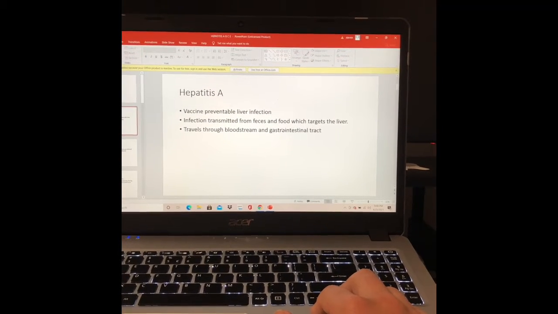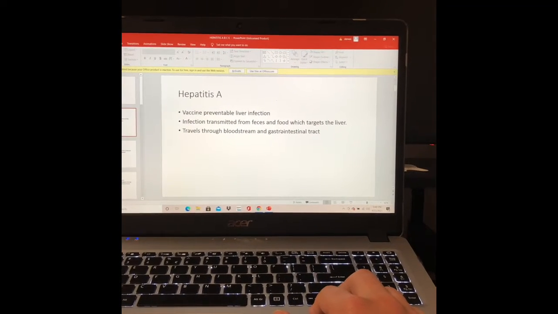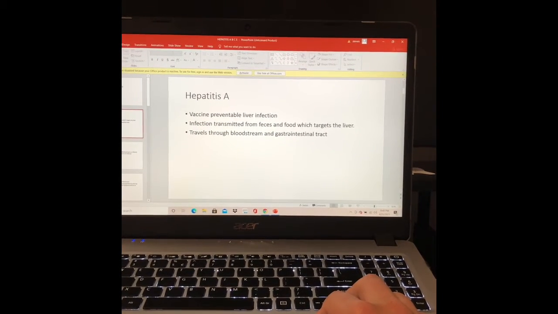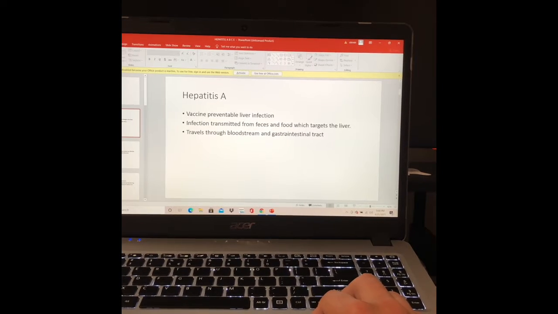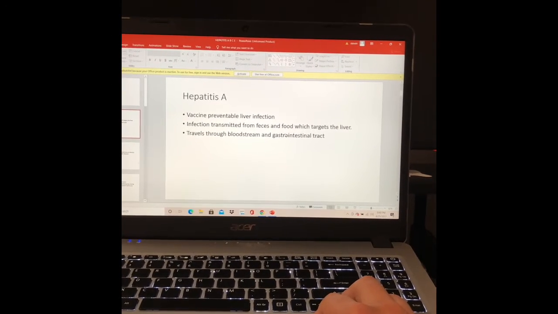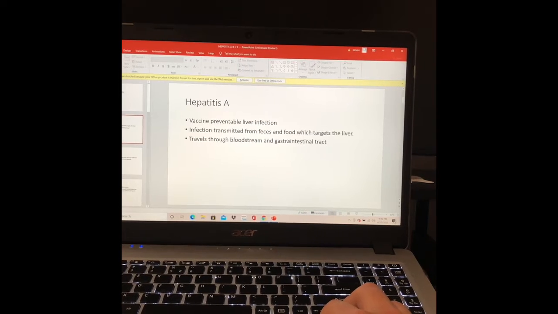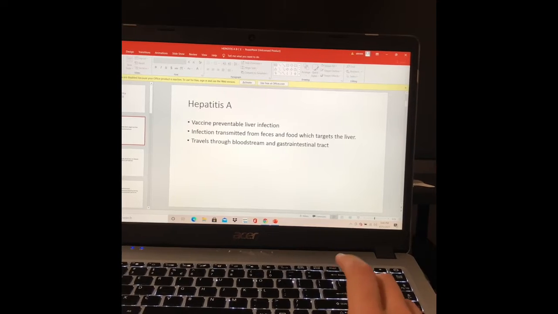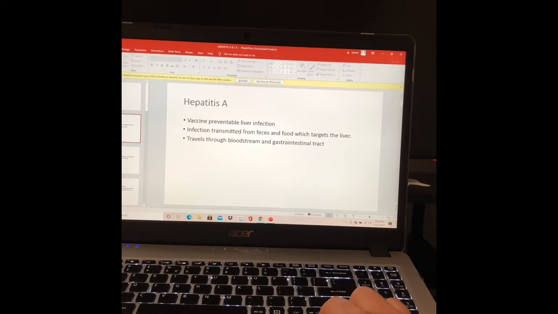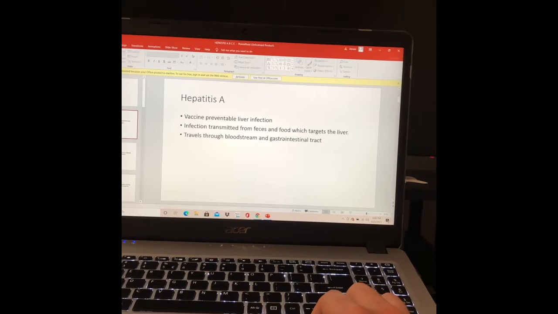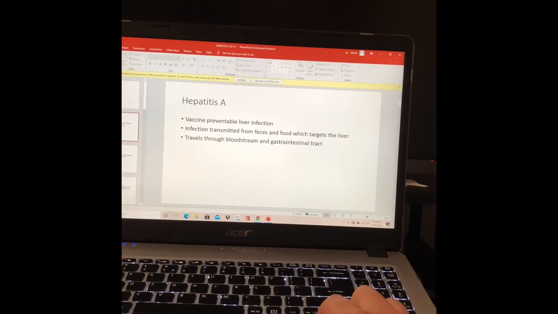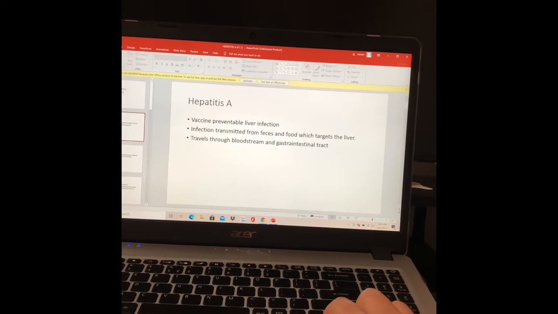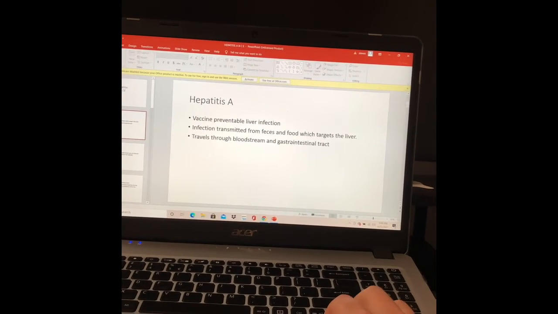Here we're going to start with hepatitis A. It is a vaccine preventable liver infection. It is usually transmitted from feces and food, which targets the liver. It travels through the bloodstream and gastrointestinal tract. Usually, a food handler that doesn't have proper hygiene will cause hepatitis A, and the symptoms are lethargy, nausea, vomiting and discomfort, and jaundice.